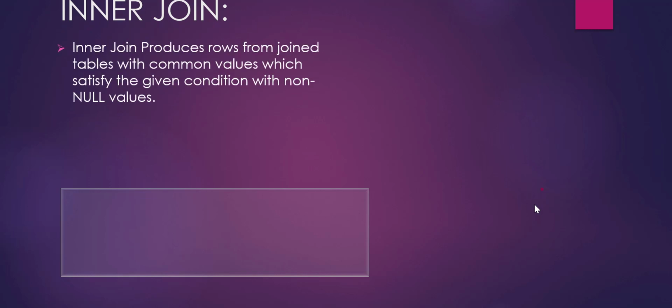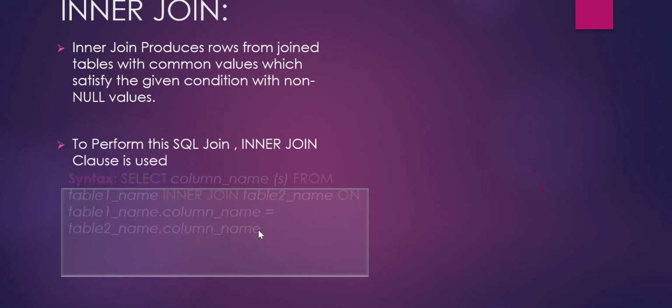Inner join. Inner join produces rows from joined tables with common values which satisfy the given condition with non-null values. For example, if we take two tables, common non-null values in both the tables will be the result. If we take more tables, common non-null values among all those tables will be the result of this inner join. To perform this SQL join, the inner join clause is to be used.